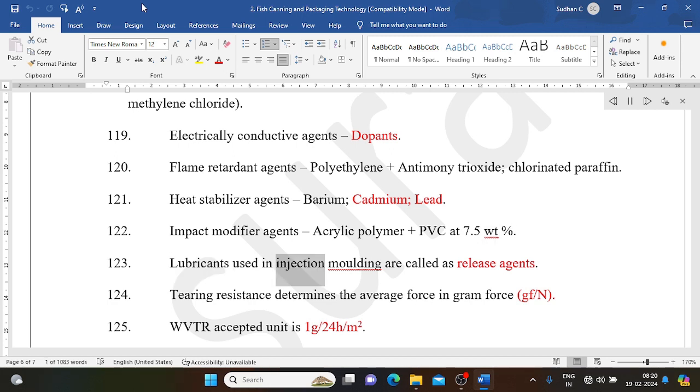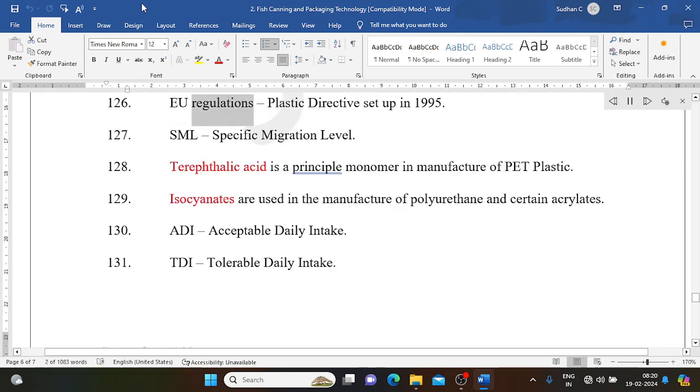Lubricants used in injection molding are called release agents. Tearing resistance determines the average force in gram force, gf/N. WVTR accepted unit is g/24h/m2. EU regulations: Plastics Directive set up in 1995. SML, Specific Migration Level.